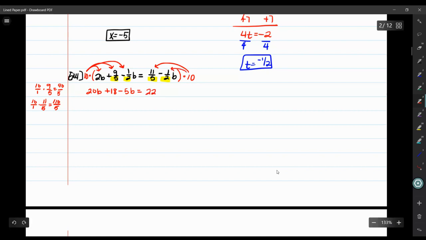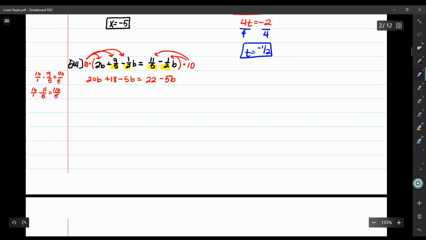Then 10 times negative 1/2, that's a negative 5b. So by multiplying by the lowest common multiple of 5 and 2, we got rid of our fractions. So the next step we have here is to combine like terms. I don't have any distributions, so we're going to combine like terms.